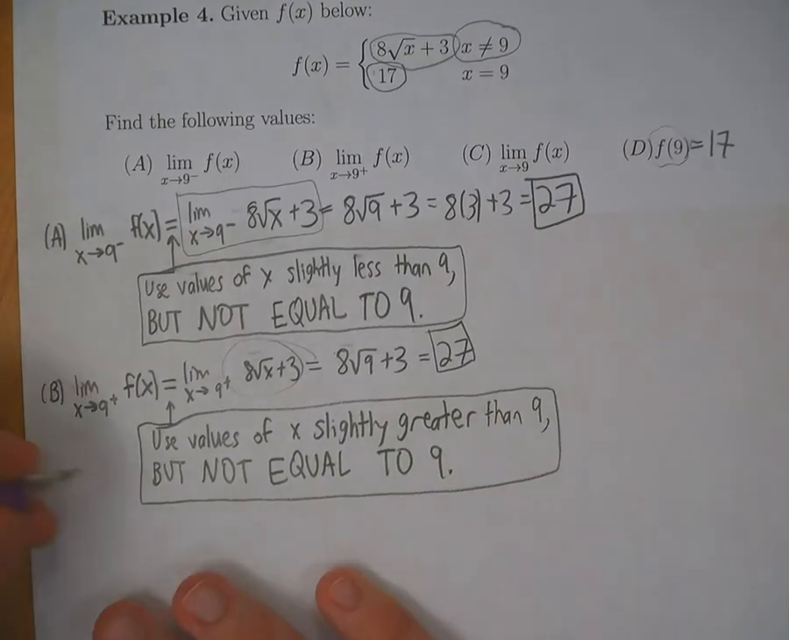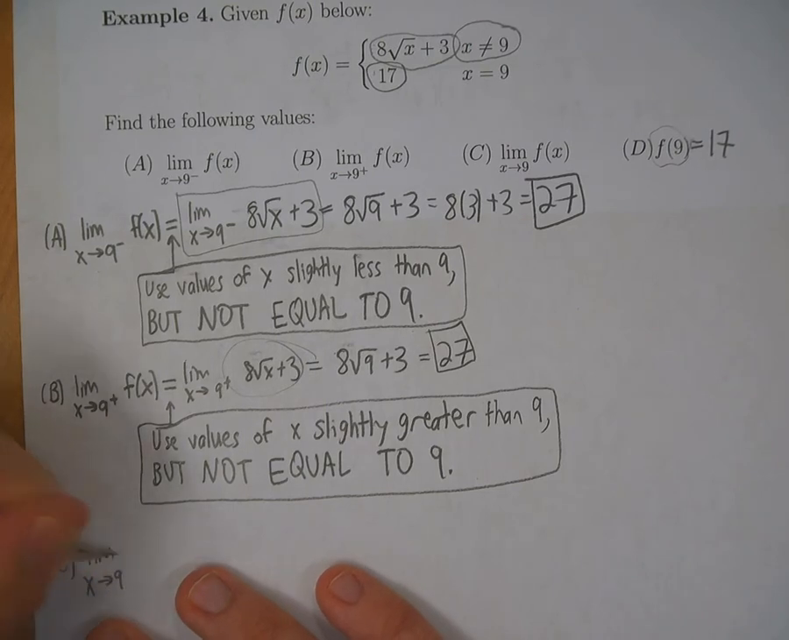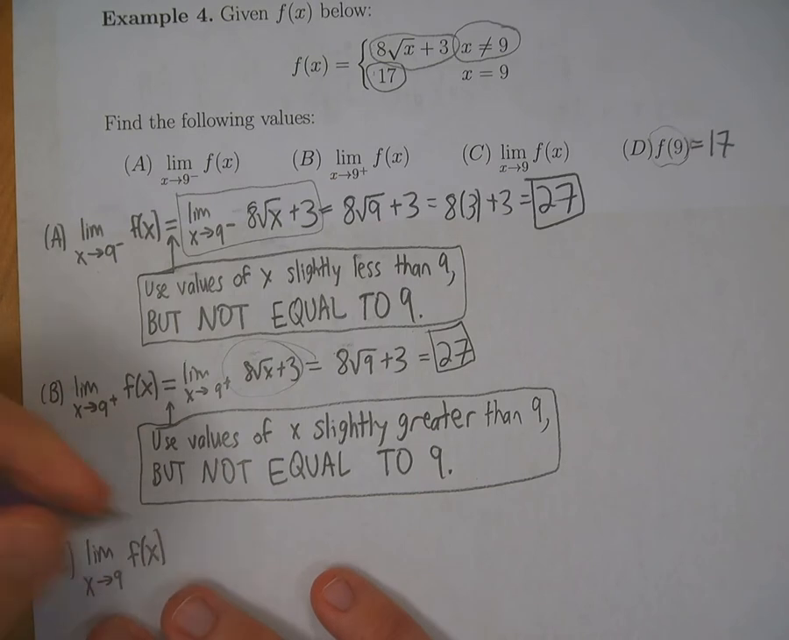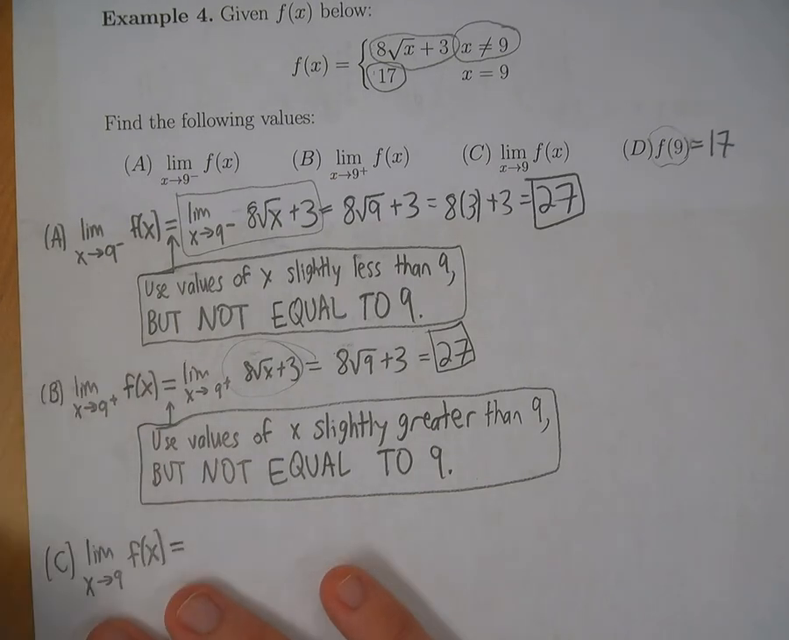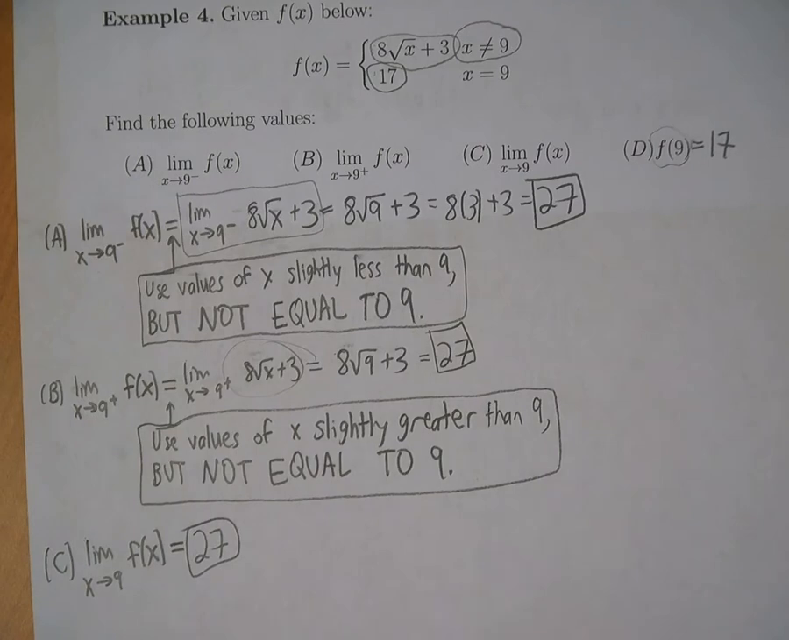And then part C, based on what we have for parts A and B, the corresponding two-sided limit should be what? Good, just 27. Alright, so that's all I wanted to say on example 4. So any questions on that? Okay.